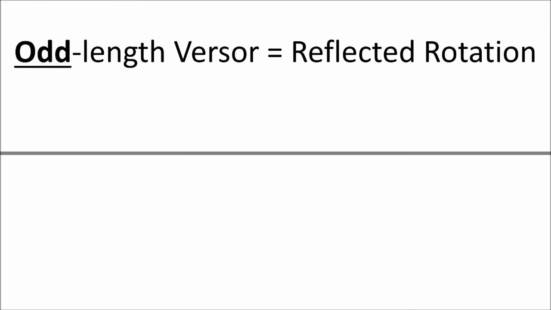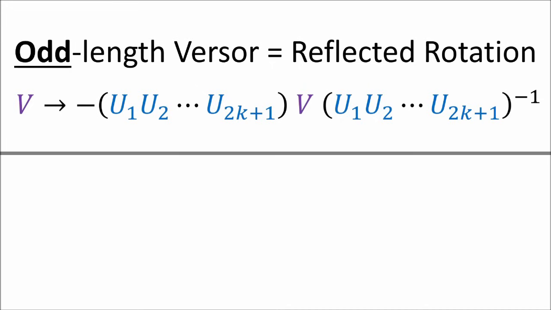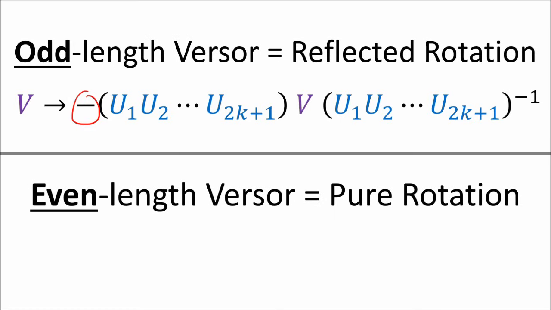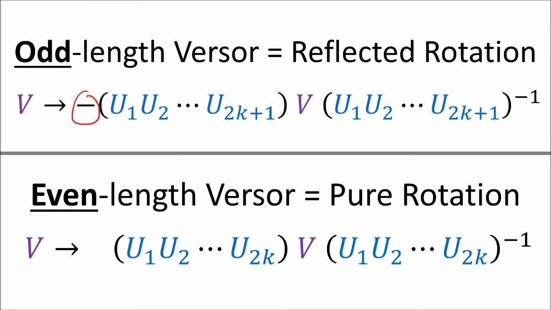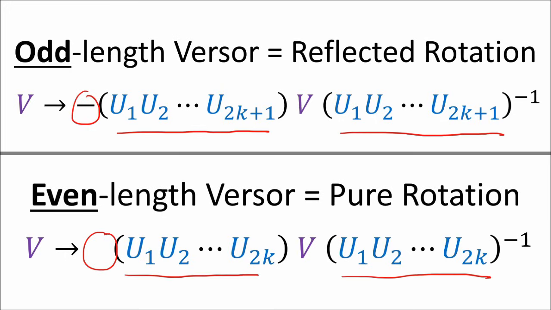So the rule is, if we have a versor with an odd length, then we get a reflected rotation, and our formula requires a minus sign in front. If we have a versor with an even length, we get a pure rotation, and our formula has no minus sign. One issue with these formulas is that there's an infinite number of versors that do the same transformation.